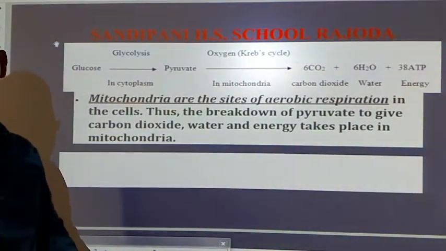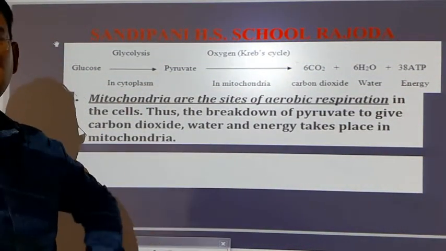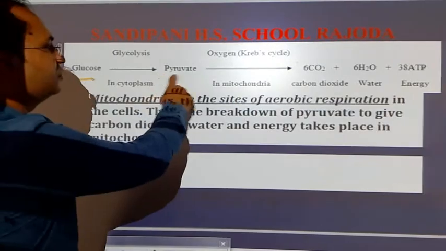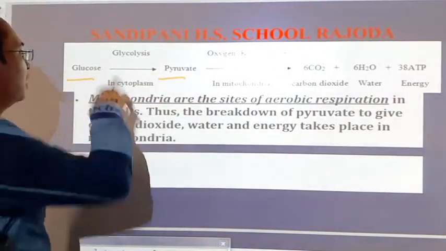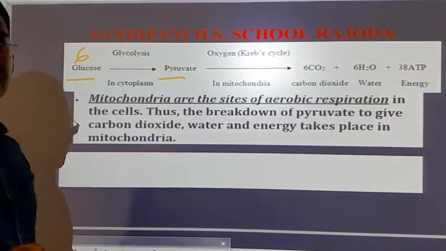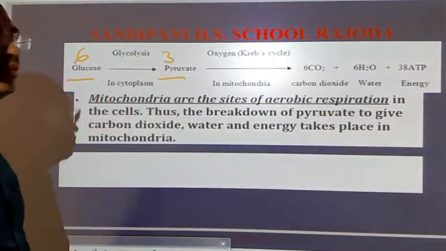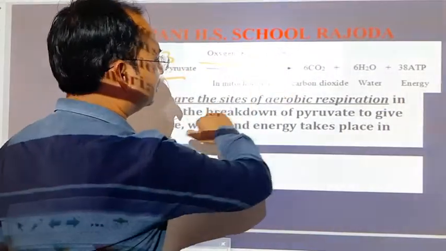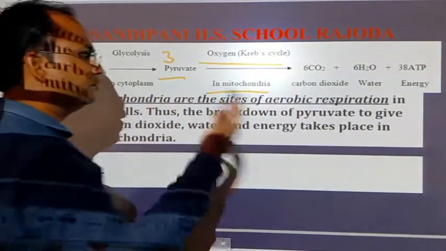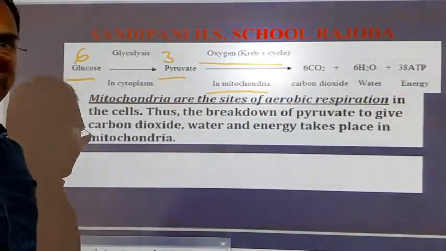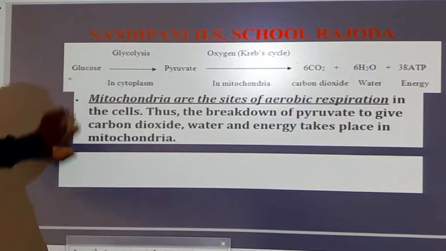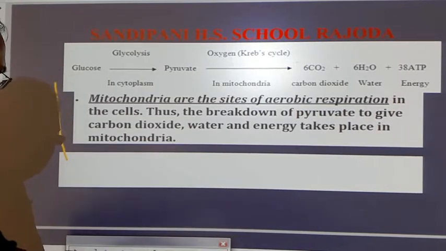Next, students, is the representation of aerobic respiration as a simple chemical reaction. Glucose breaks down to form pyruvate. Glucose is a 6 carbon atom molecule and pyruvate is a 3 carbon atom molecule. Now these 3 carbon molecules in the Krebs cycle in the mitochondria get converted into energy, carbon dioxide and water. We have studied about this. Now let's see the process of anaerobic respiration.